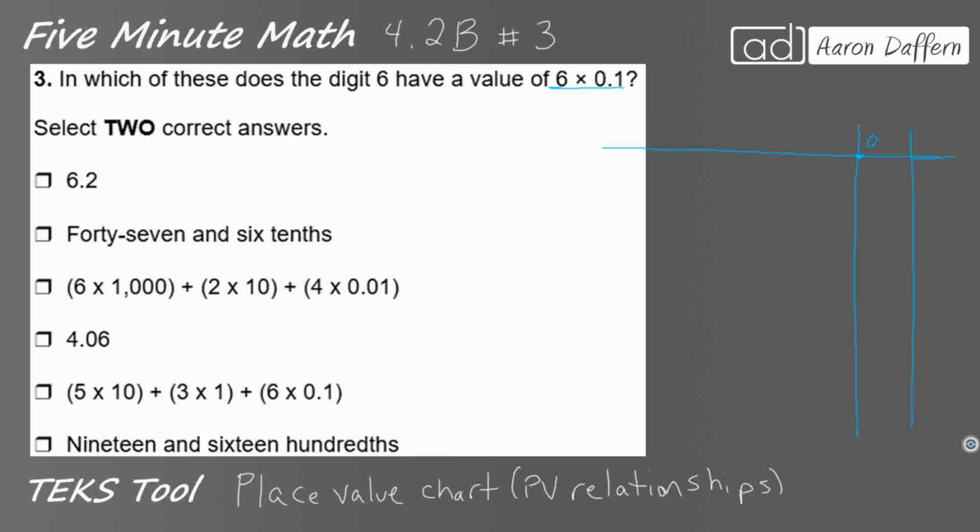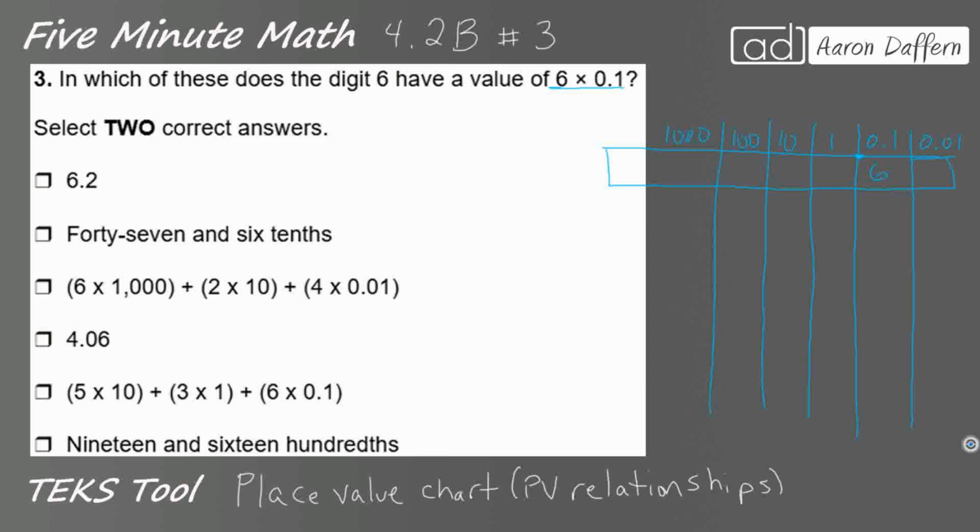So I've got my tenths, I've got my hundredths. It looks like my whole numbers go up to the thousands, so I'm just going to write my values here. Ones, tens, hundreds, and here are my thousands. Now what I'm looking for is 6 times 0.1, or 6 in the tenths place, 6/10. So I'm going to put a box around this. That is my goal. It could be any digit in any of the other place values. I just simply need a 6 in the tenths place.